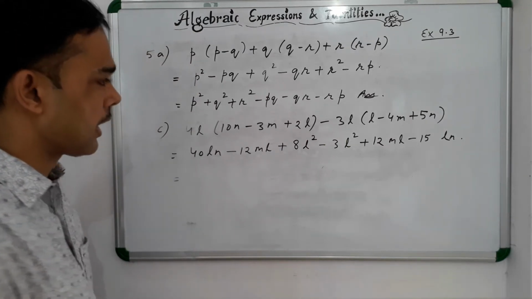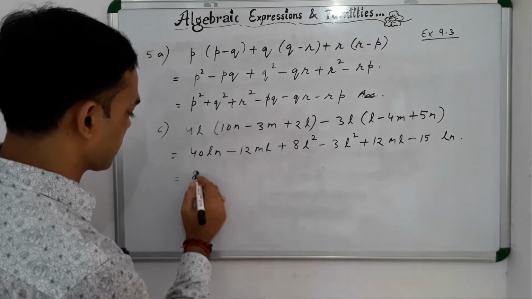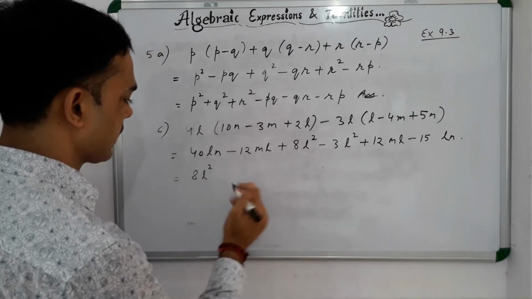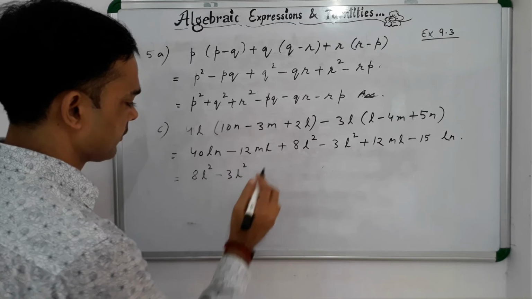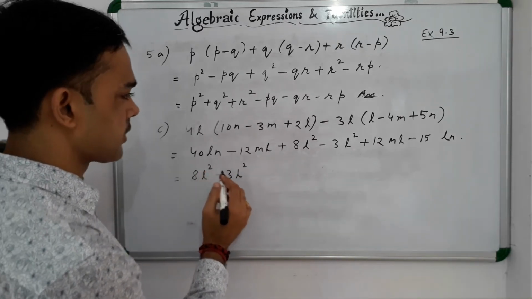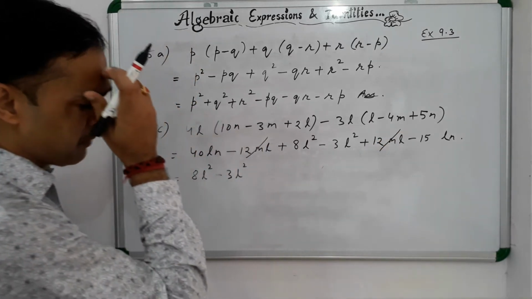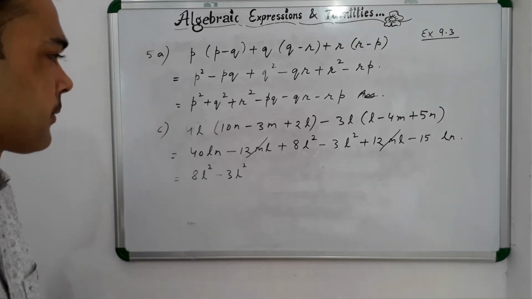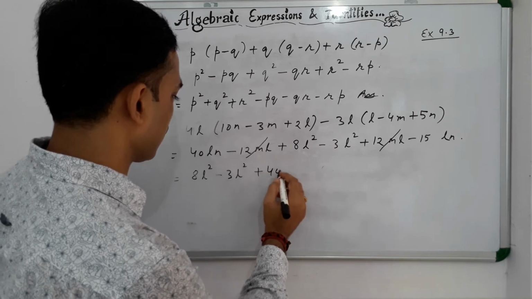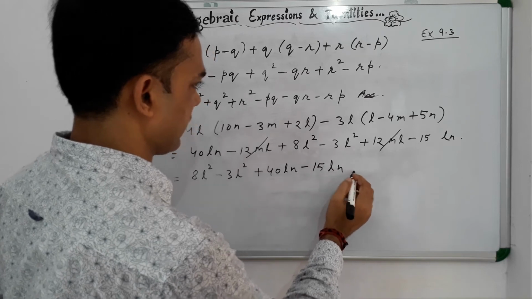Now what I will do is arrange the terms. Okay. So let me write 8L square first. And if I have written 8L square, then here comes minus 3L square. I have written L square, then let me see. If you observe here, this 12 LM and minus 12 LM are getting cancelled. Then it is plus 40 LN and minus 15 LN.